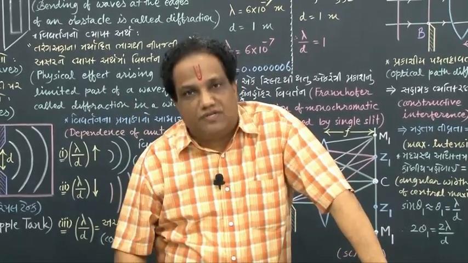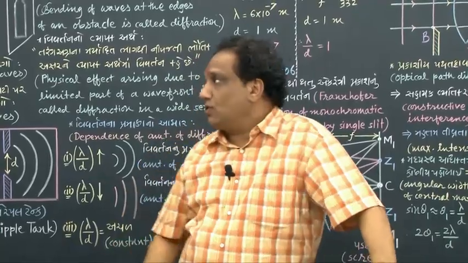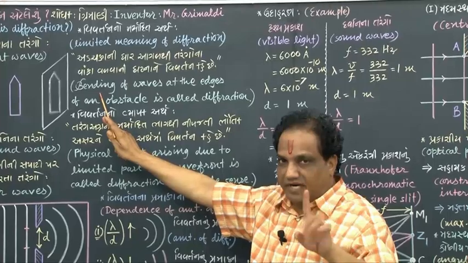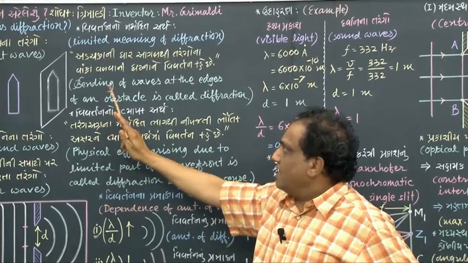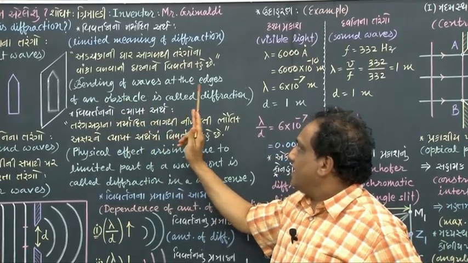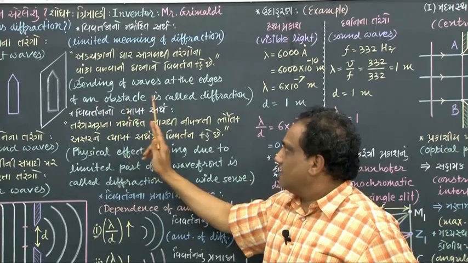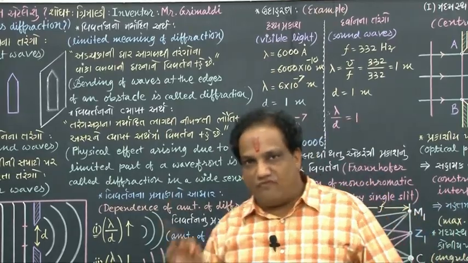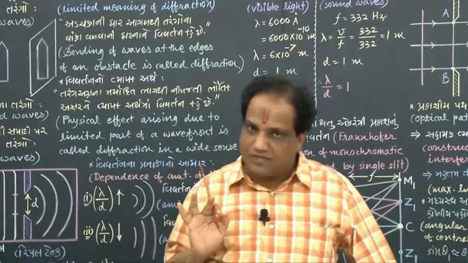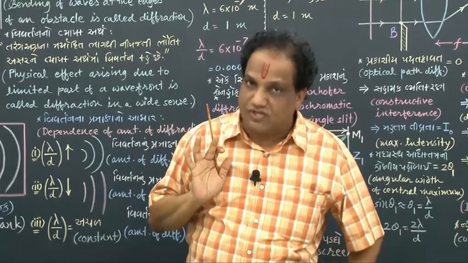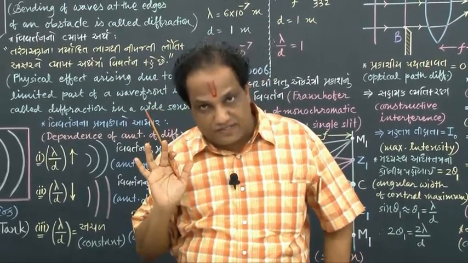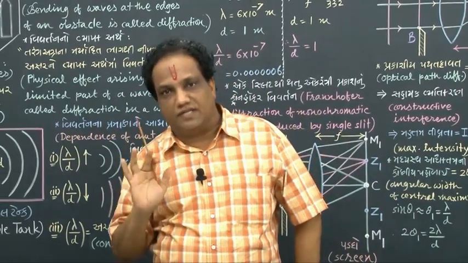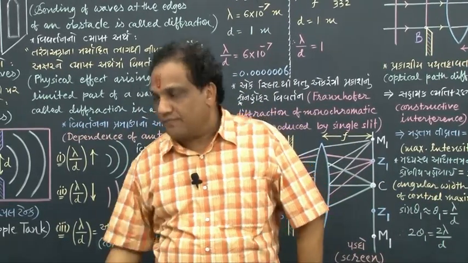Now, first of all, try to understand the limited meaning of diffraction. What do you mean by diffraction in a limited sense? Look, the meaning of diffraction in a limited sense is bending of waves at the edges of an obstacle. Bending of waves at the edges of an obstacle is called diffraction in a limited sense. Now let me quote some examples so that you will understand this limited meaning, okay?